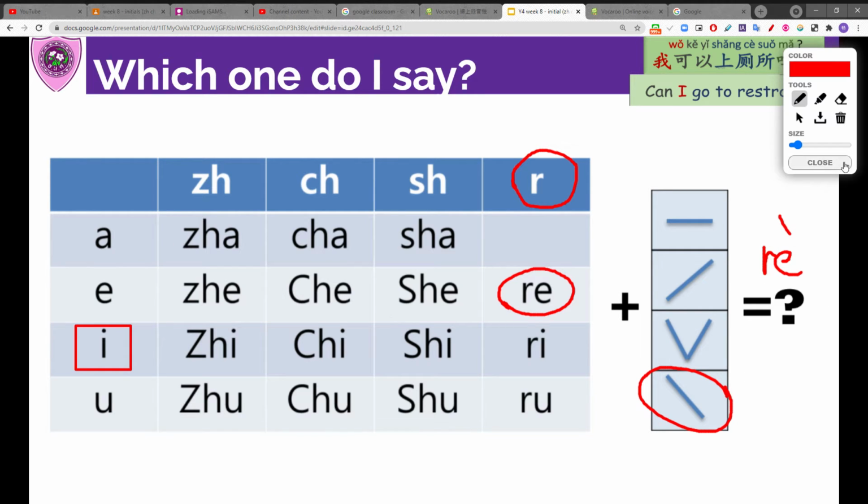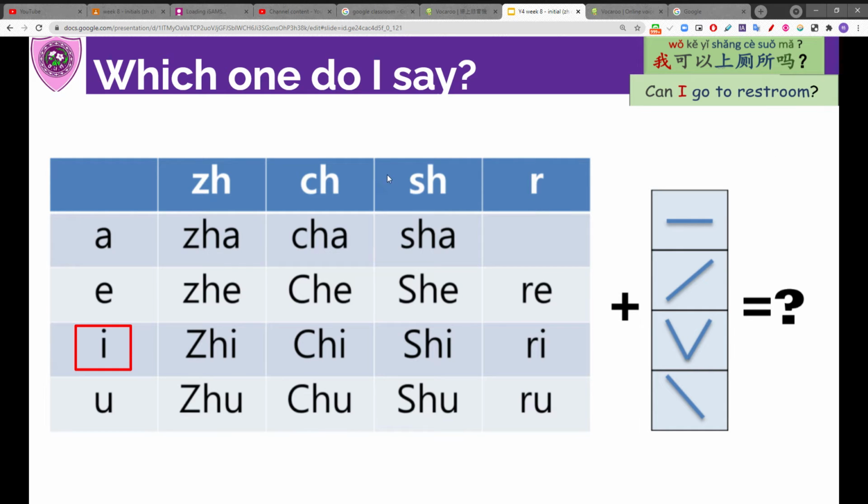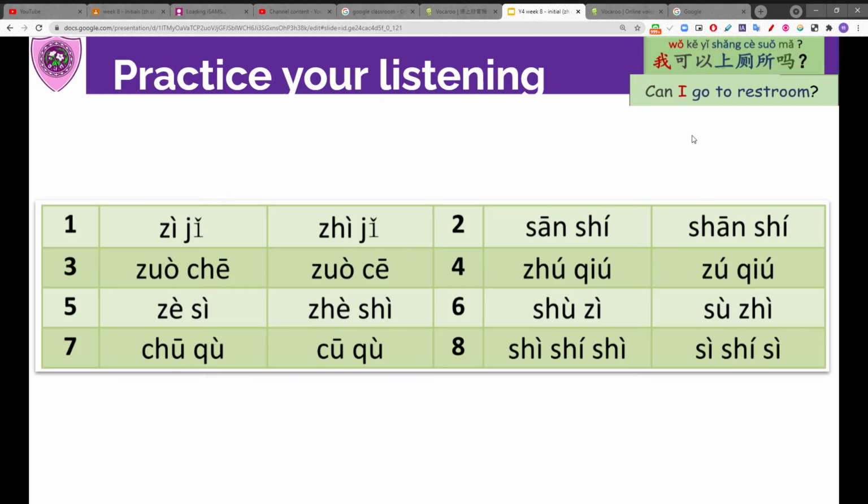This is just a little practice for you for our next part. In this part, I'm going to read 8 pinyin, 8 words for you. You need to write down the answer that you hear. Please get your whiteboard ready, and let's see what score you can get from this part.